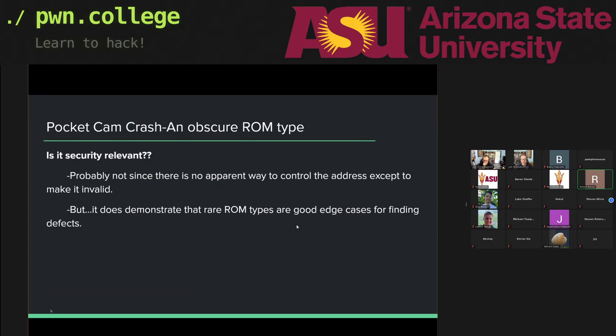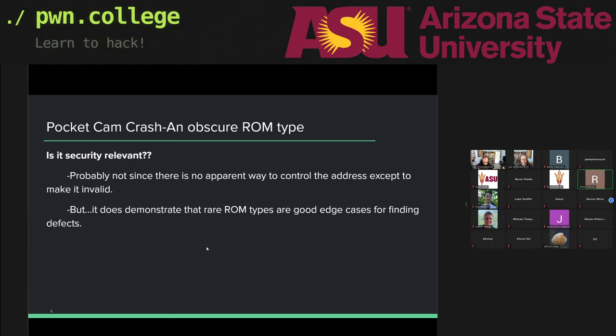The question: is it security relevant? Probably not. There's no apparent way to control the address except to make it invalid. So you can obviously crash the emulator itself, but there's not really a strong security story there. Though we did find it really interesting because it demonstrates that if you start to look into some of those rare ROM types, those are going to be really good places to start looking for bugs or defects, especially if you're using this to inform your static analysis. That gives you a good place to find pieces of code that are more infrequently executed, and you can probably find unexpected program states there.